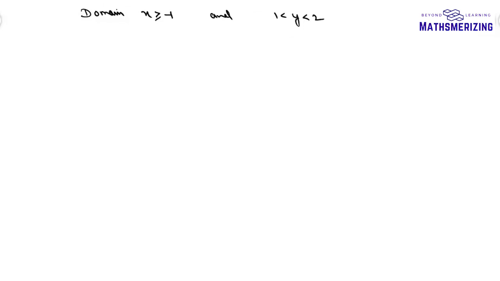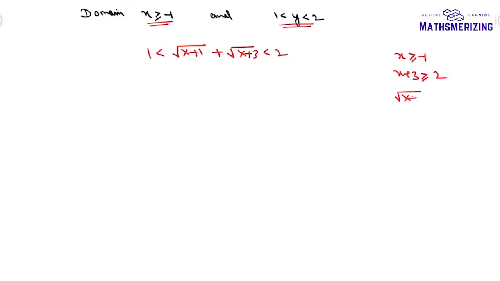Now we know that the domain of this function is x greater than or equal to minus 1 and the value of y should lie between 1 and 2. And y is given by under root of x plus 1 plus under root of x plus 3, and this value should lie between 1 and 2. Now when x is greater than or equal to minus 1, then x plus 3 is greater than or equal to 2. So that means under root of x plus 3 is always greater than or equal to under root 2. So essentially under root of x plus 3 is always greater than 1. So for this part, this is true for all x greater than or equal to minus 1.